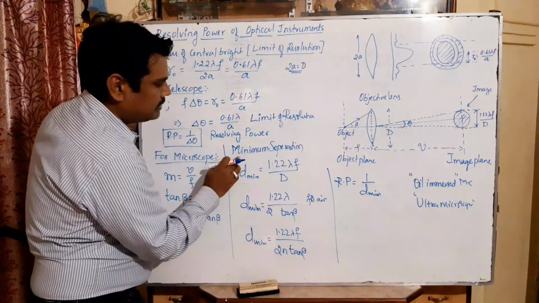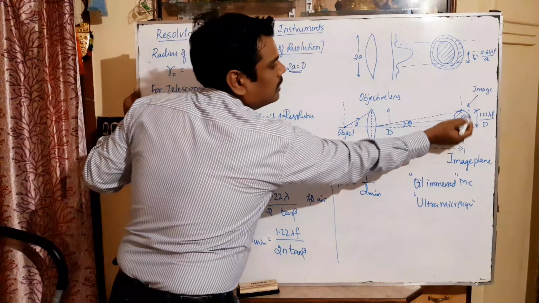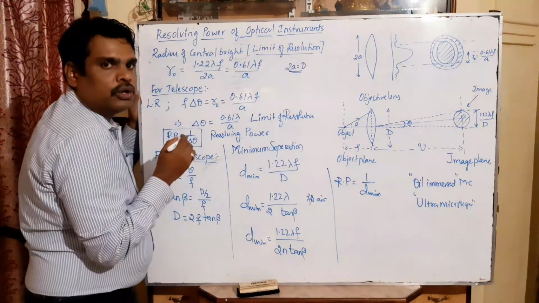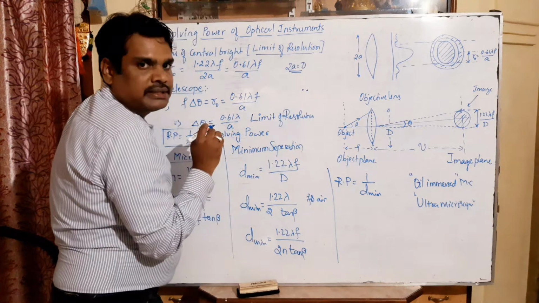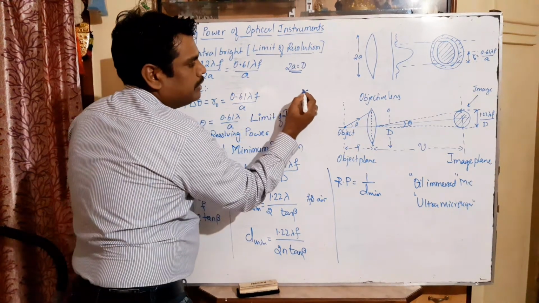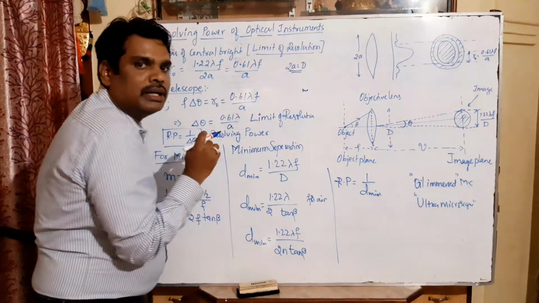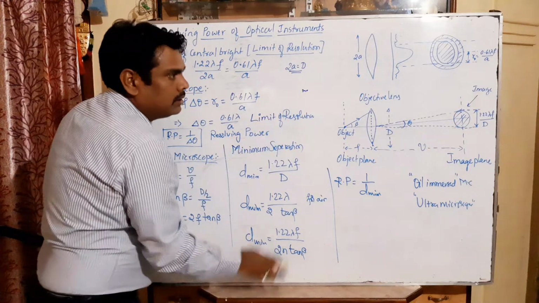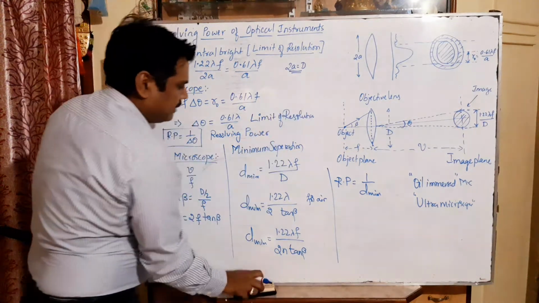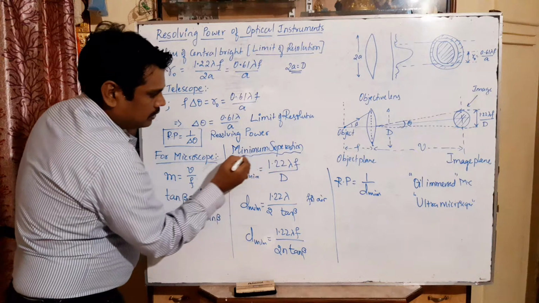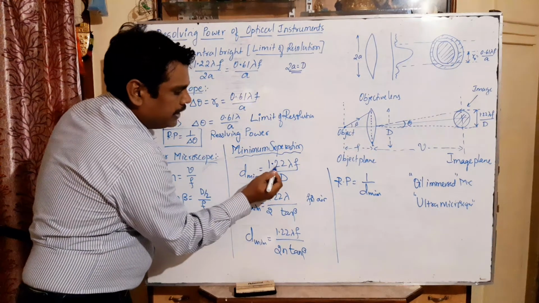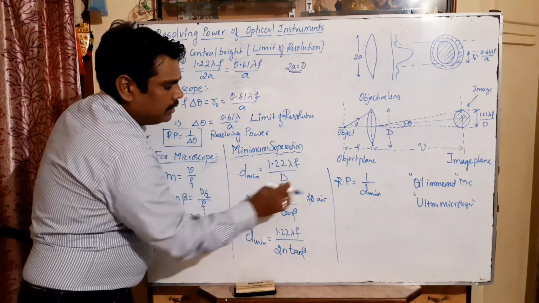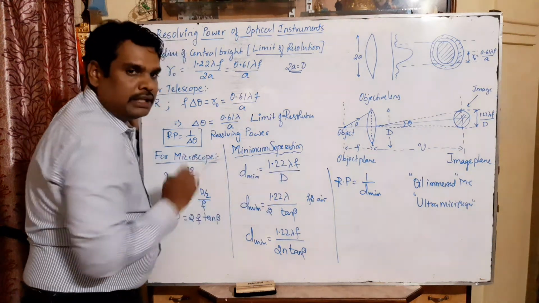That minimum distance is decided by this central maxima, because through this minimum gap there should be a bending of light. So the light passing through this minimum gap will get central maxima. That is decided by the diffraction pattern. That's why the minimum separation is given by d minimum is equal to 1.22 lambda f divided by capital D.